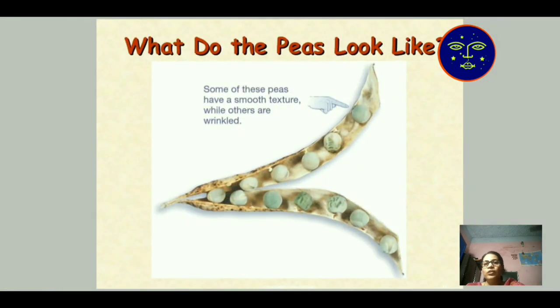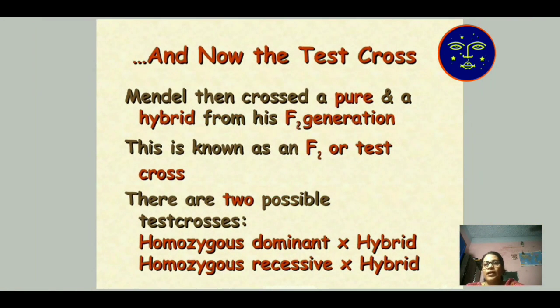What do the peas look like? Here is the pea plant. The peas look like this, with a smooth texture, while others are wrinkled. And now the test cross. What is the test cross?